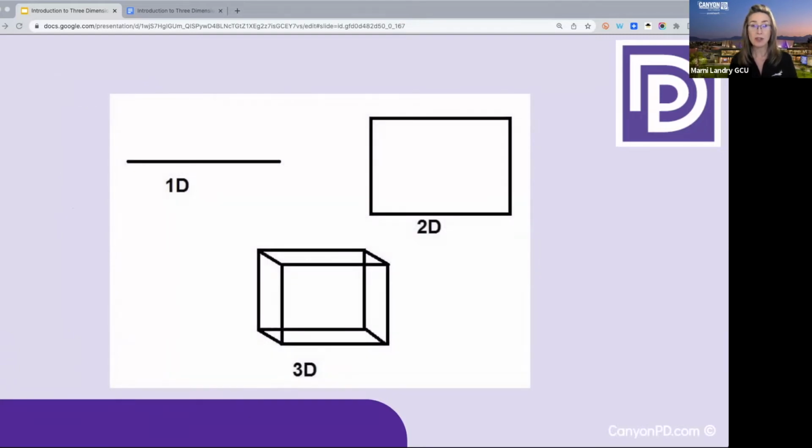Okay, I hope you have a drawing something similar to this. If not, go ahead and make some corrections. It does not have to be perfect. It's just a visual for you to think about while I'm describing the three dimensions.